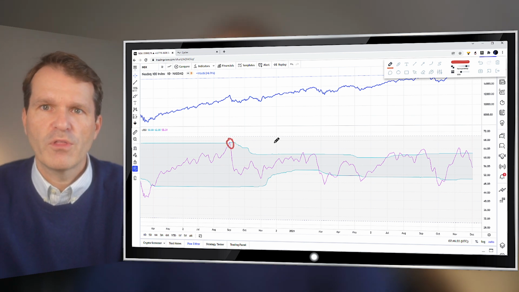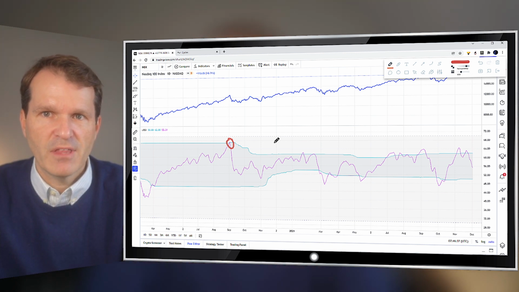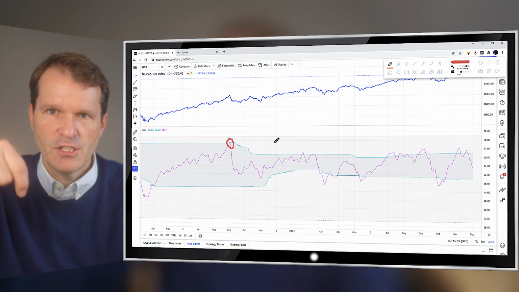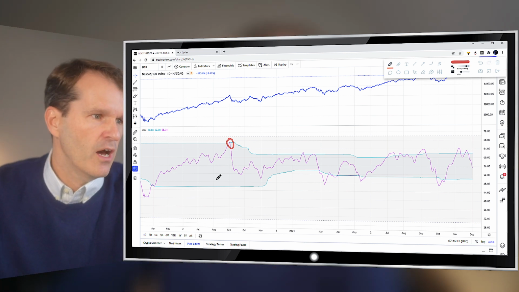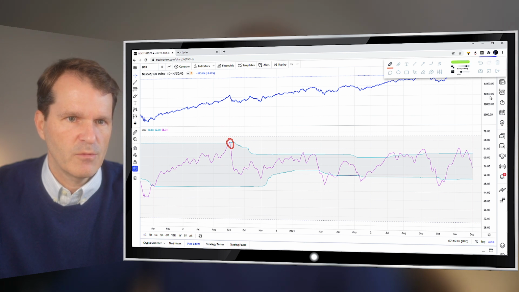For sure, you look for the extreme situations when the indicator line goes above the upper band and then touches down below the upper band, which is from, let's start with the buy signals, has happened, yeah.